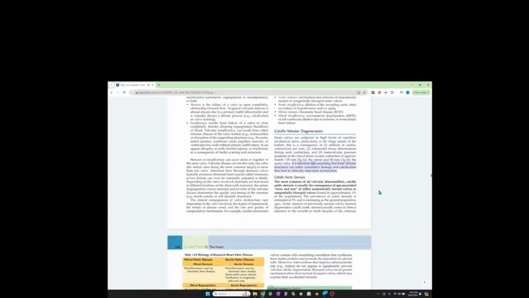Calcific valvular degeneration. Heart valves are subjected to high levels of repetitive mechanical stress, particularly at the hinge points of the leaflets. This is a consequence of millions of cardiac contractions per year, substantial tissue deformations during each contraction, and transvalvular pressure gradients in the closed phase of each contraction of approximately 120 mmHg for the mitral and 80 mmHg for the aortic valve. It is therefore not surprising that these delicate structures can suffer cumulative damage and calcification that lead to clinically important dysfunction. Calcific aortic stenosis, the most common of all valvular abnormalities.